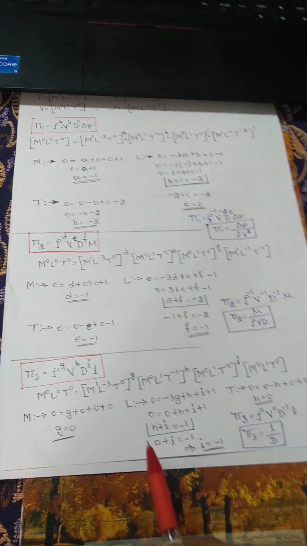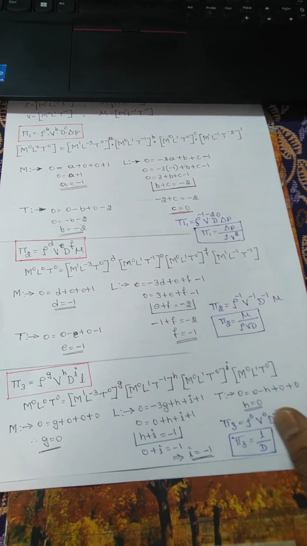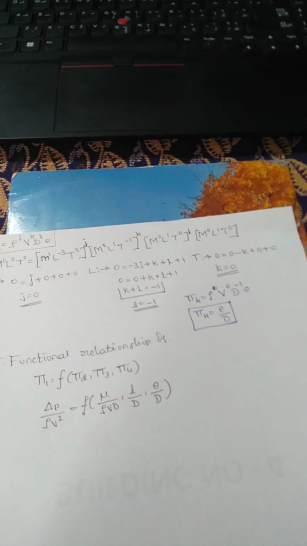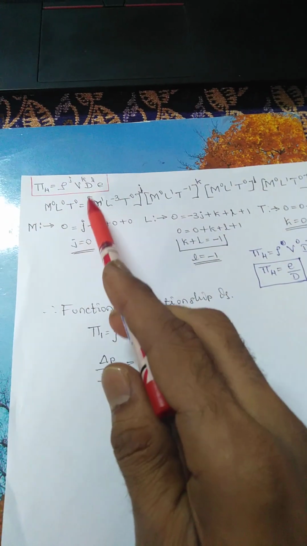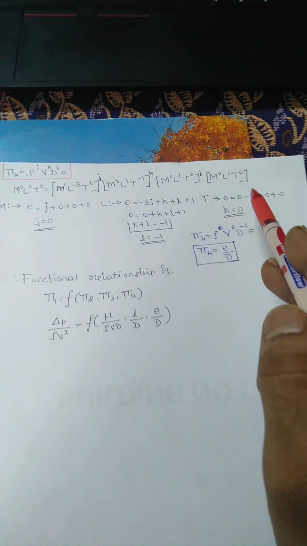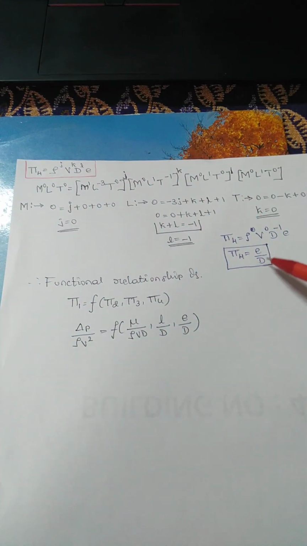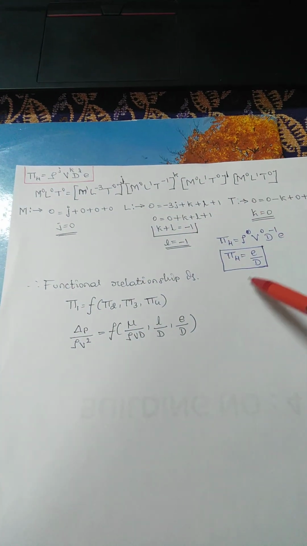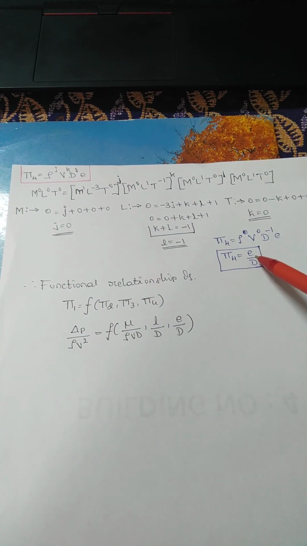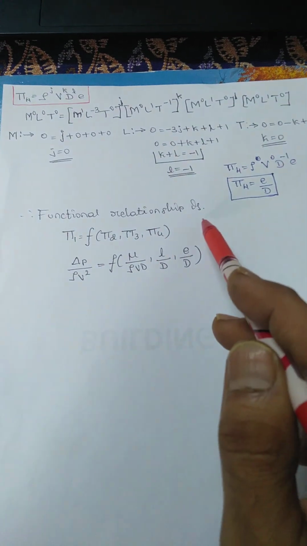Similarly for pi 3, l is the new term here, these are the repeated variables, and the next one, the fourth, pi 4 is equal to rho v d, here j, k, l, e. Substitute these values here, and you will get pi 4 is equal to e by d.